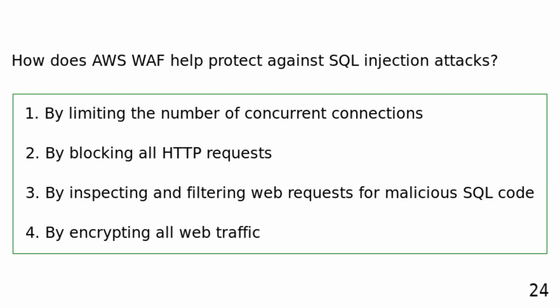How does AWS WAF help protect against SQL injection attacks? By limiting the number of concurrent connections. By blocking all HTTP requests. By inspecting and filtering web requests for malicious SQL code. By encrypting all web traffic.